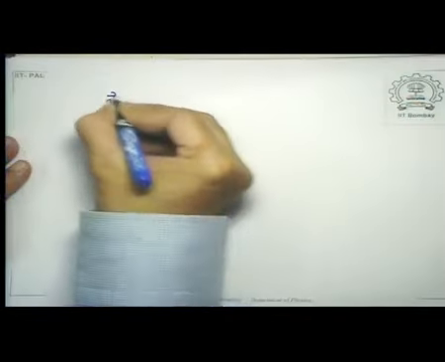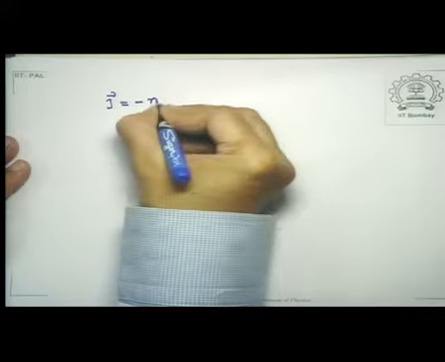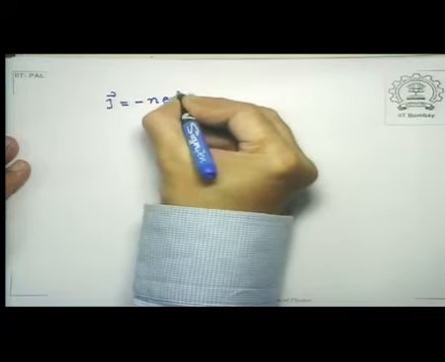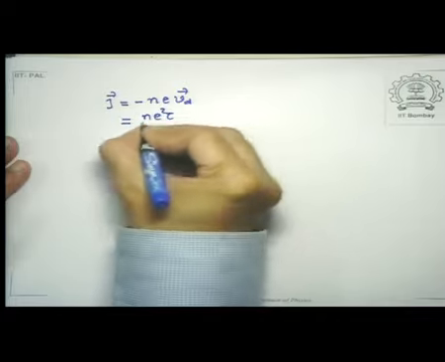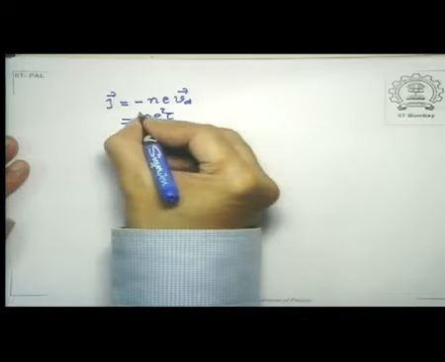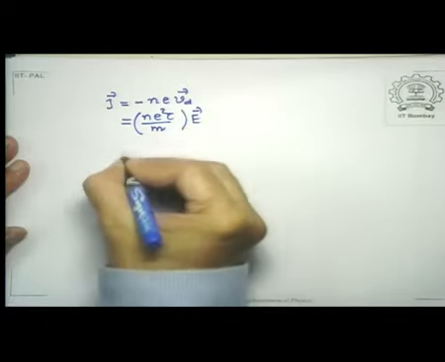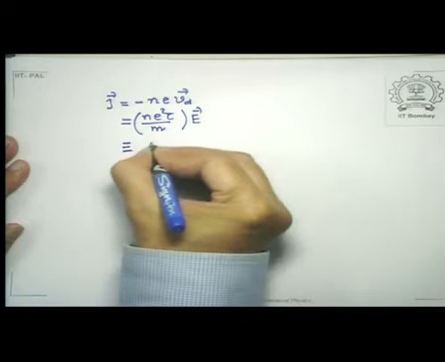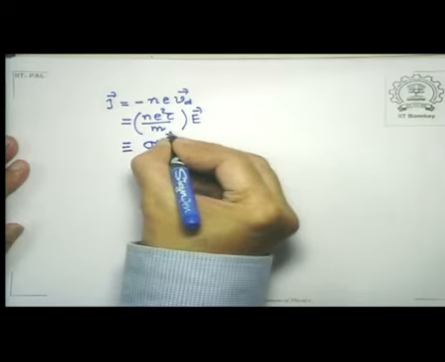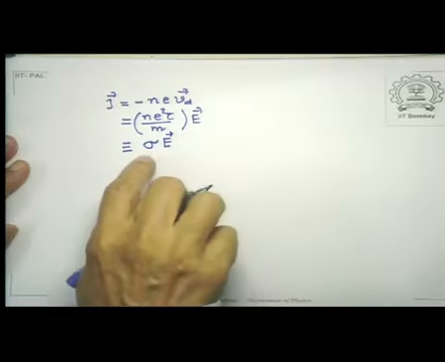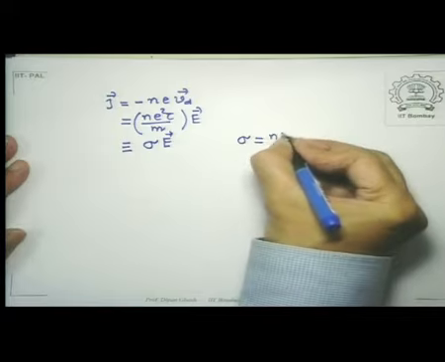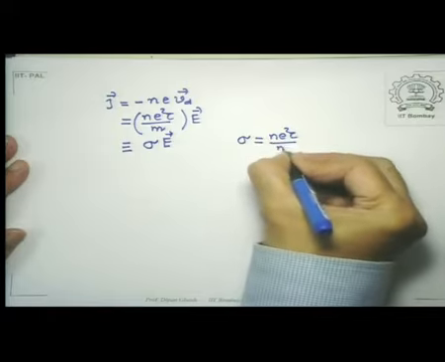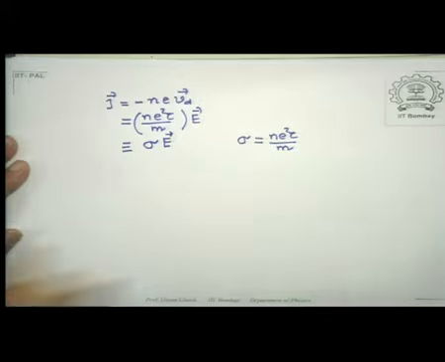Recalling that my relationship between the current density J and the drift velocity was minus Ne Vd, that tells me that J is given by Ne square tau over m times E, and this has the same structure as equal to sigma times E. Thus, the expression for conductivity is Ne square tau over m.